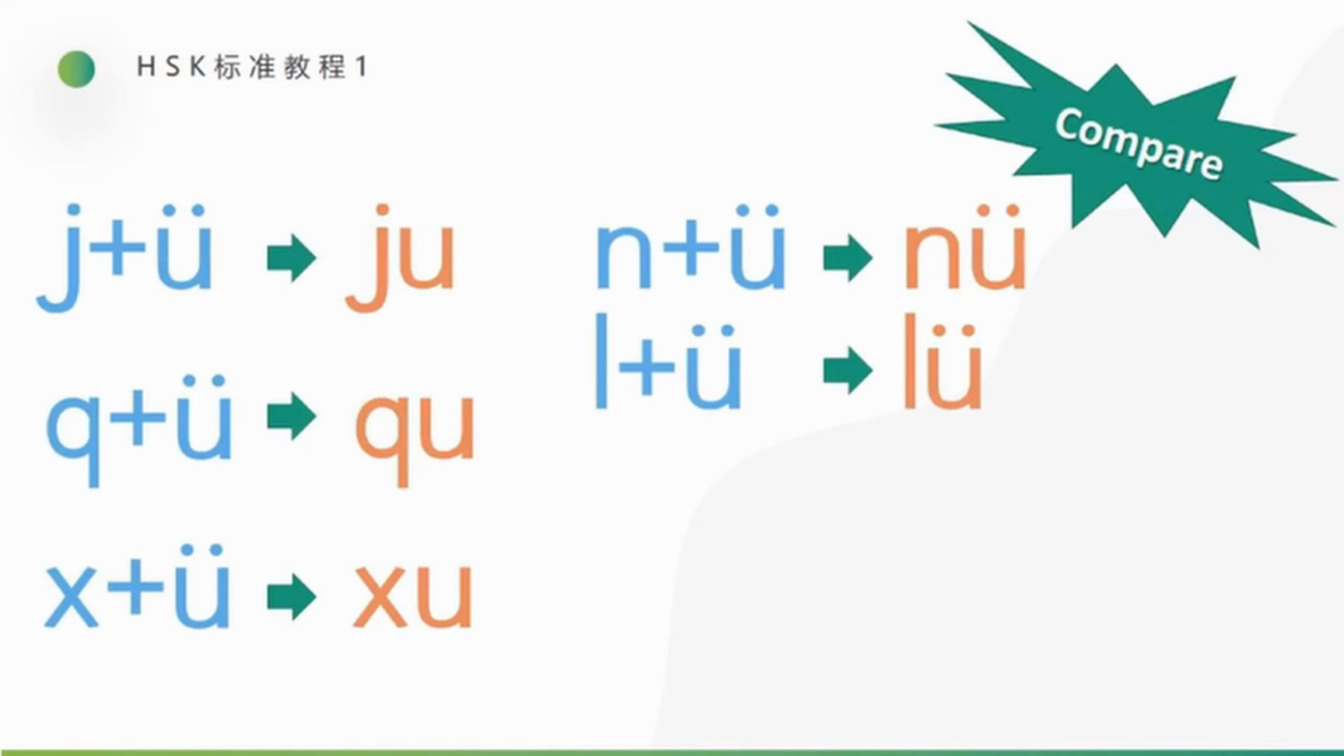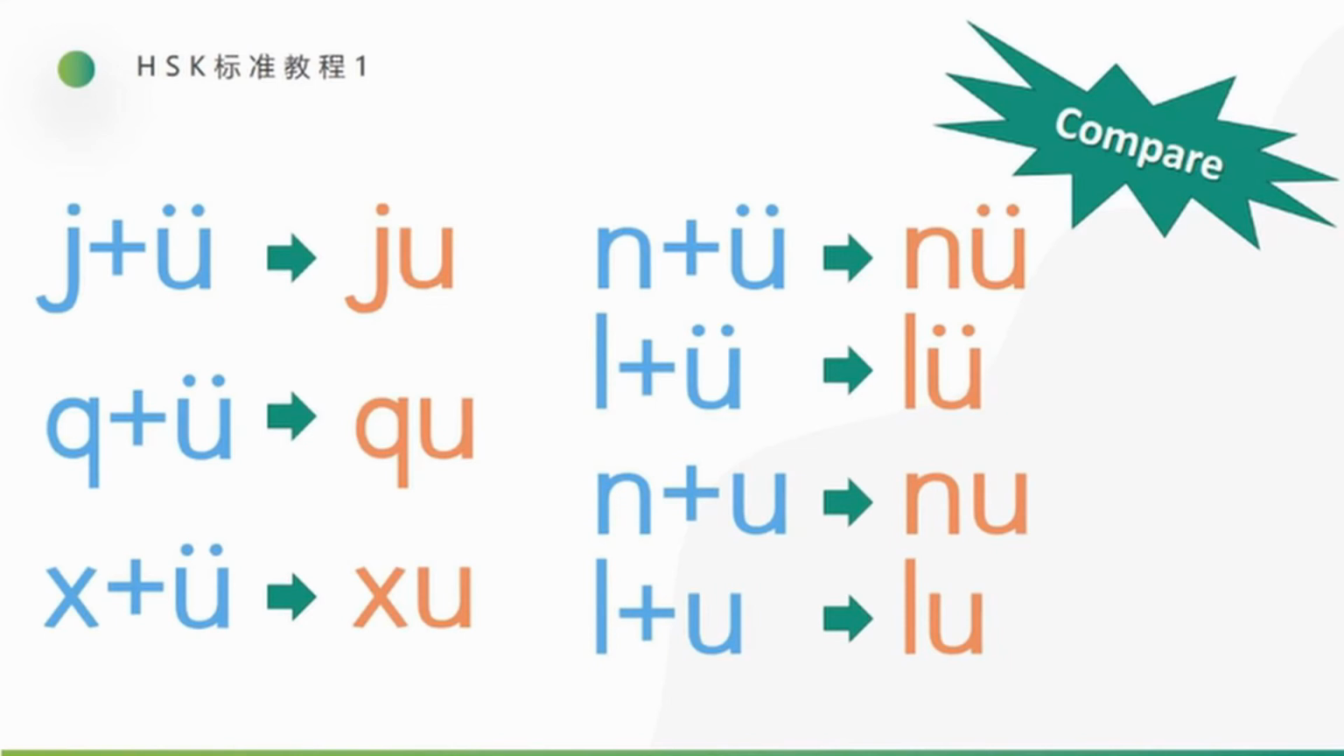N and l, they can also be used together with yu. But when n and l are used together with yu, these two dots cannot be omitted. Because n and l, they can also be used together with u, like this one. Nu and lu. So be careful. When we use ji, qi, xi with yu, these two dots should be omitted. But when we use yu together with n and l, these two dots cannot be omitted.